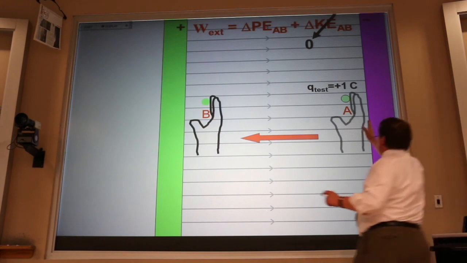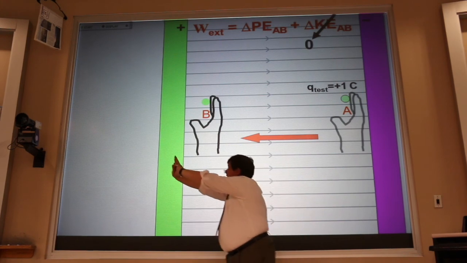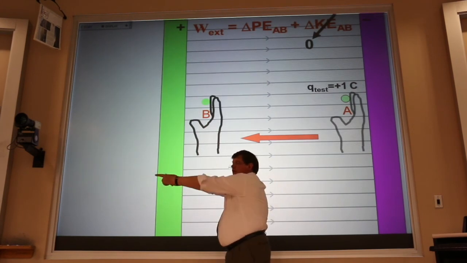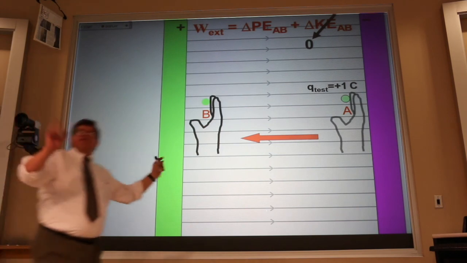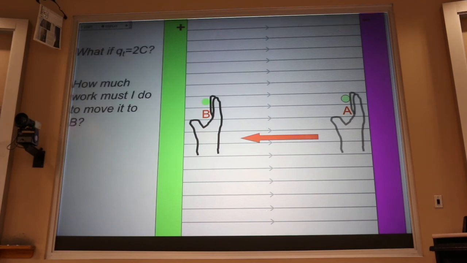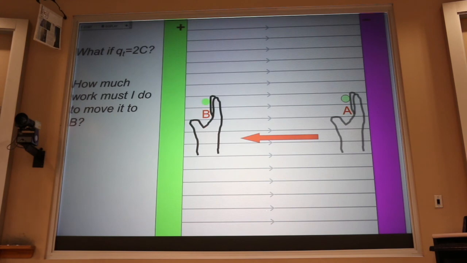Now, because that charge doesn't want to go there, I'm going to have to push with all I've got to get it there and stop. That means I'm pushing in the same direction it's going. That's positive Verk. Now let's say, for sake of argument, that I had to do 100 joules of positive Verk to get that 1 Coulomb from A to B. I just made that number up. Work with me. What if instead of bringing 1 Coulomb from A to B, I brought 2 Coulombs from A to B? How much Verk would I have to do? Double.